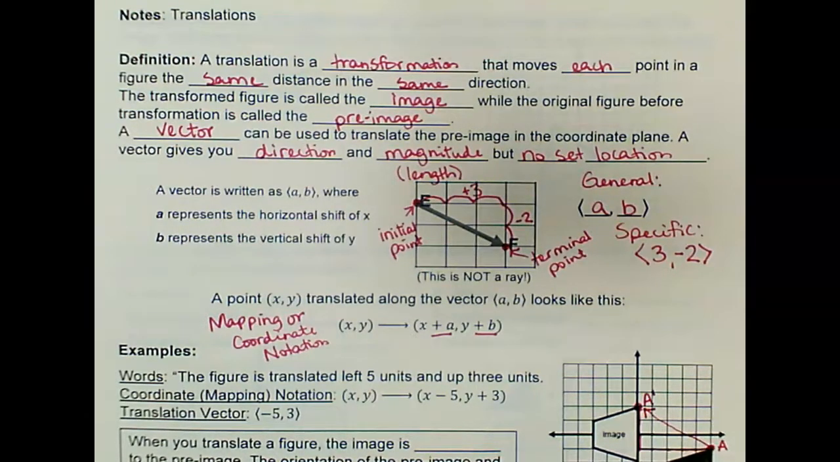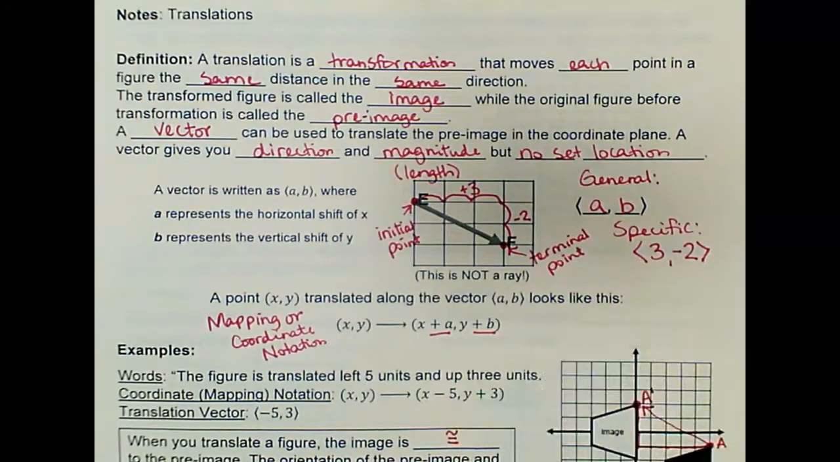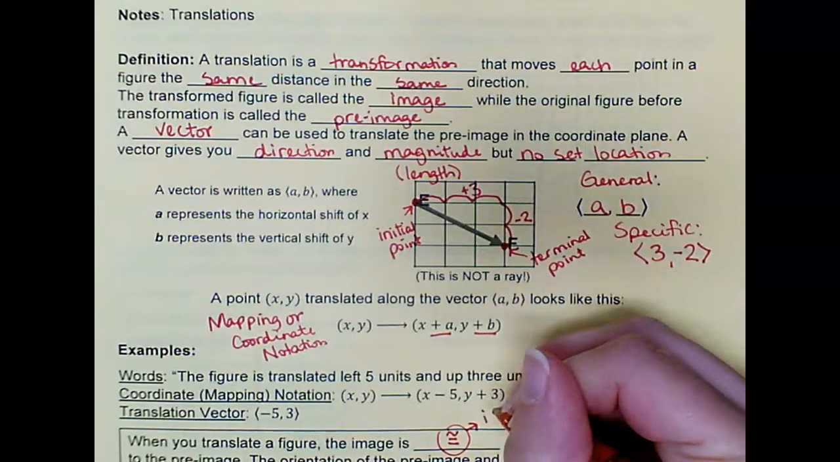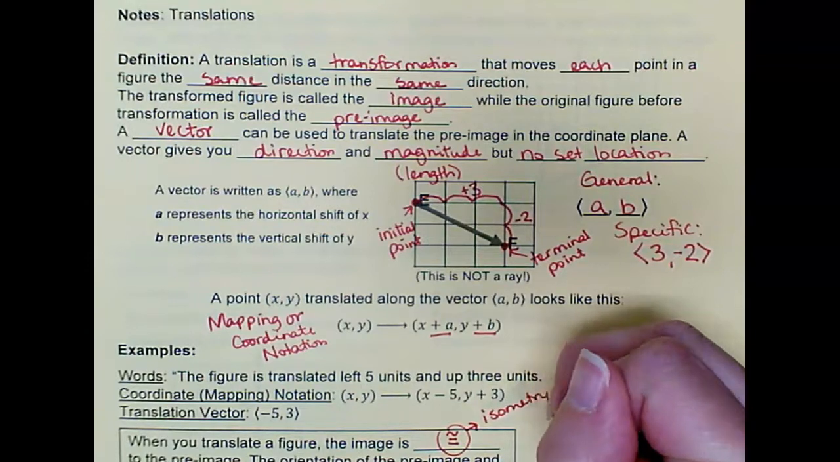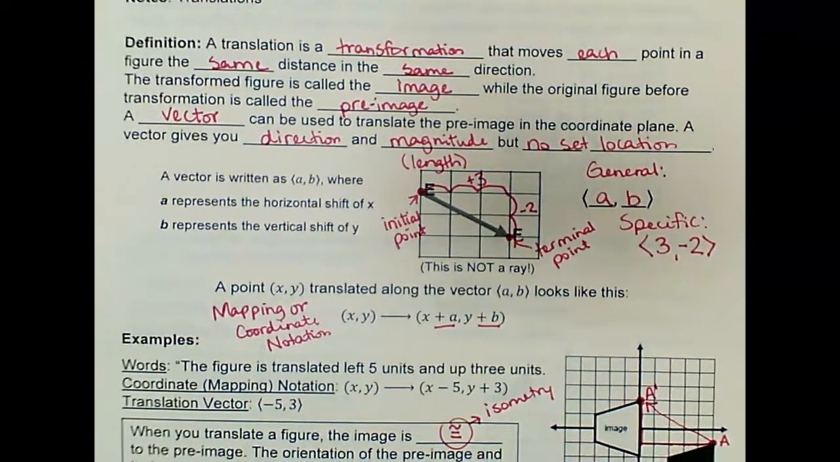So when you translate a figure, the image is always going to be congruent to the pre-image. And remember, we talked about this in the last set of notes. That means that translations are isometries. The orientation of the pre-image and its image are the same, so it's not flipped or rotated at all. And a translation can be described with words, notation, or a vector, as we saw here, and as we'll practice in our examples.